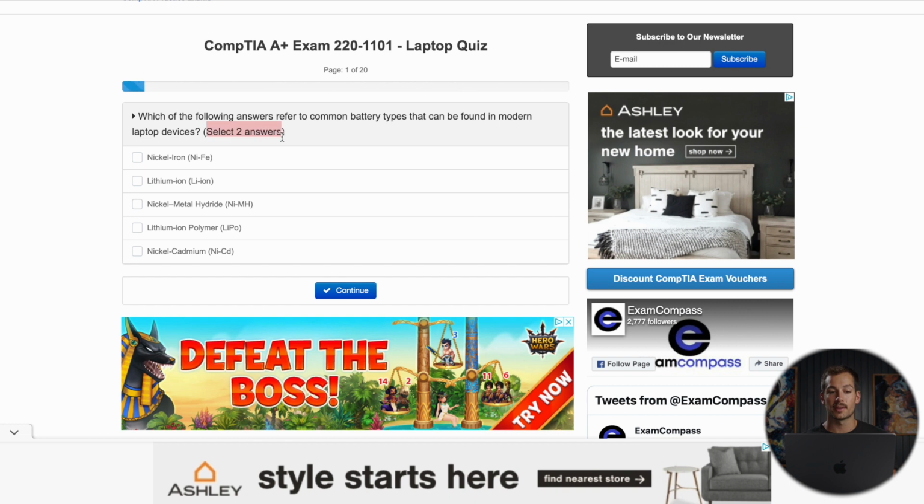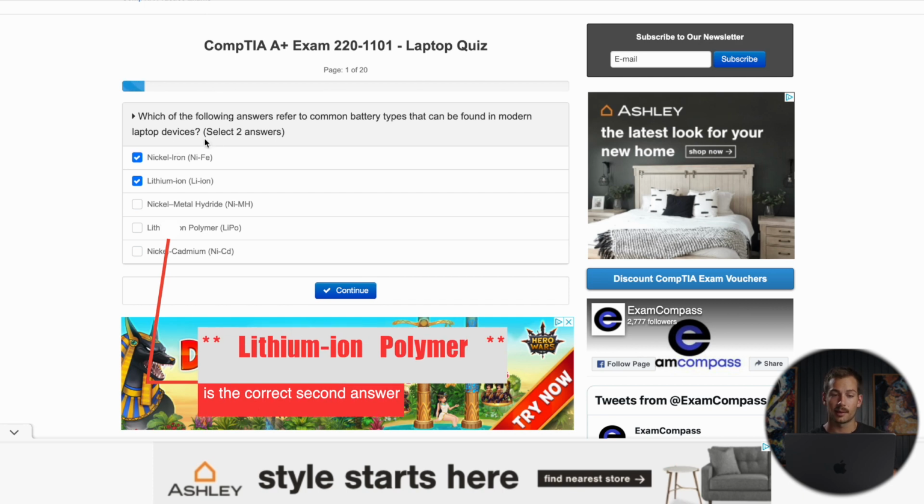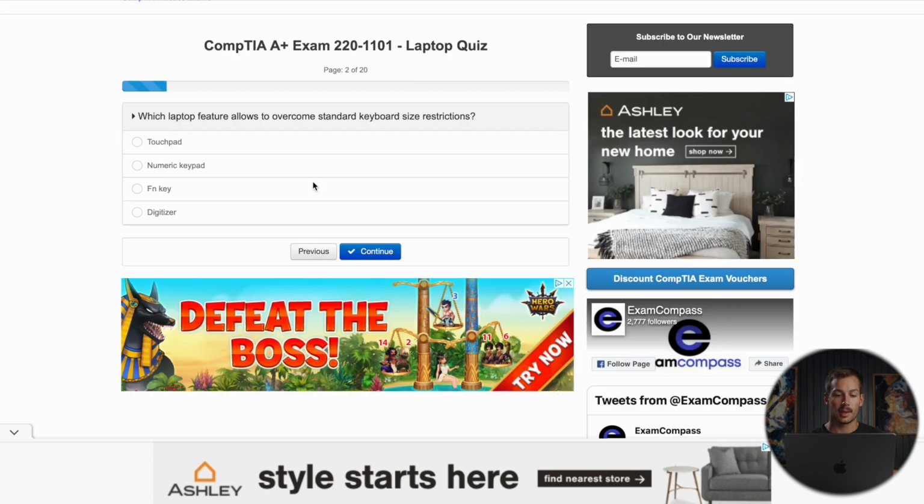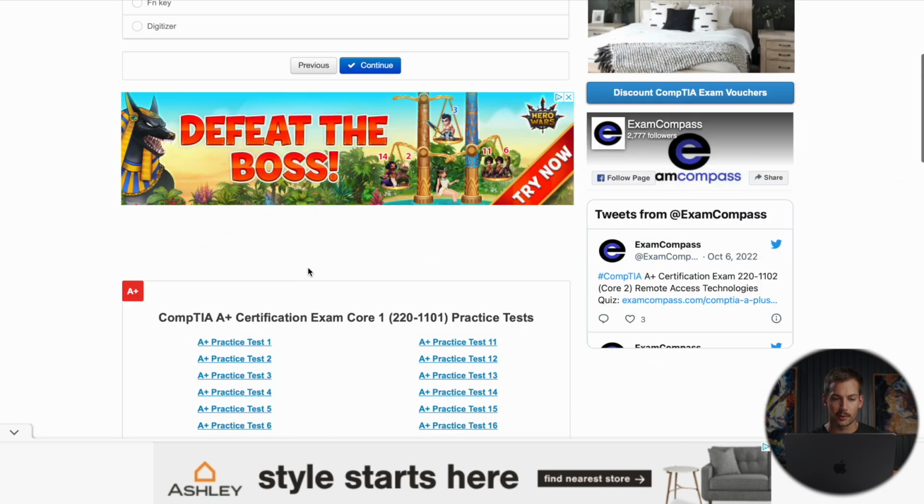So try not to miss this, especially if you're actually taking the exam. Sometimes it'll tell you 2 answers or up to 3 answers. Always really important context to look for. Now, since we have 2, the first most obvious one is gonna be lithium ion. And then nickel iron is also going to be pretty common in laptop devices. So these 2 should be correct. And I guess we're going to get to review this once we're done.